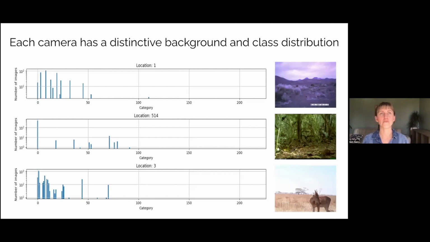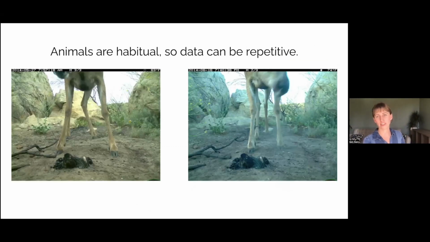Since you frequently see a certain species at one specific camera trap, it's hard to learn to disambiguate the species from that specific background. An example of how this might be exacerbated is that because the animals themselves are habitual, the data can be very repetitive, which leads to sample inefficiency. These images were actually taken a month apart, but obviously they're very similar. And from a machine learning perspective, you can totally see how if you saw one of those images during training, it wouldn't be so hard to accurately predict the other during test time.